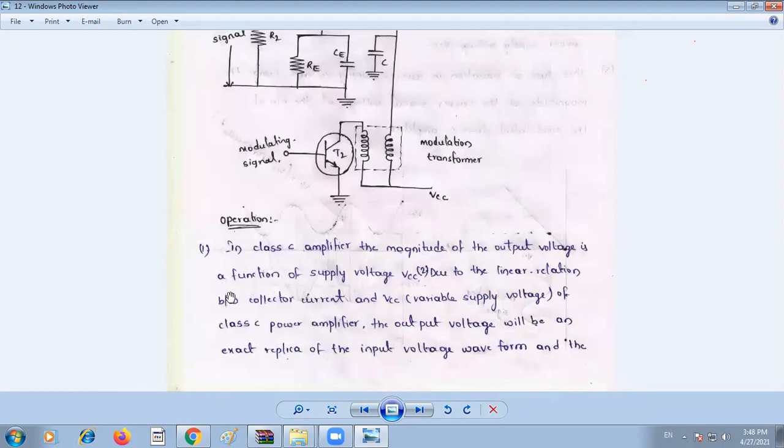So in the operation, transistor T1 uses class C mode and transistor T2 uses class B mode. The class C mode generates a narrow band, high frequency signal, that is the carrier. The class B power amplifier T2 generates the wide band signal. Okay, so this is the signal.